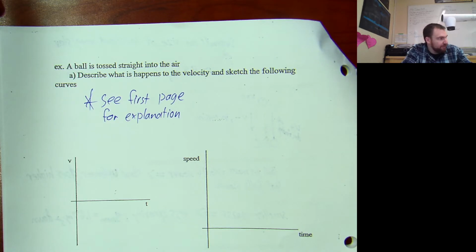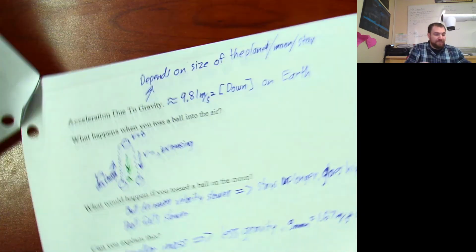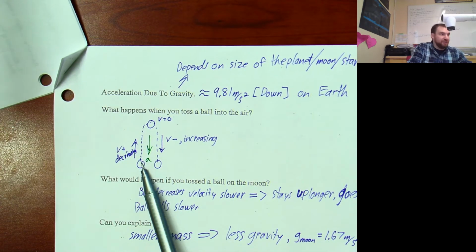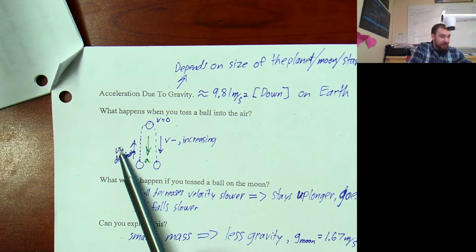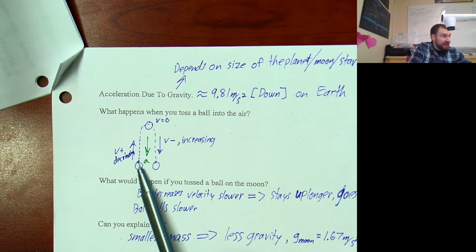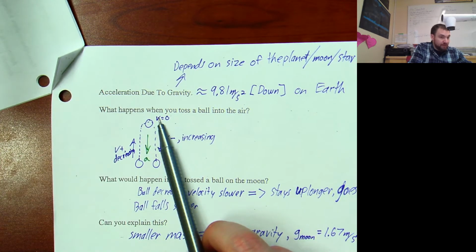On a VT graph, not a displacement time graph, a velocity time graph. If you're throwing an object into the air, what have you given it to start? You've given it an upwards starting velocity. It's tossed, so it has some sort of positive velocity that's going to be decreasing as it travels up to 0.